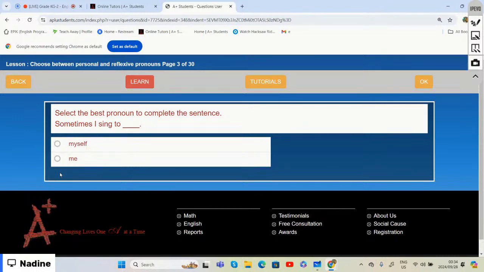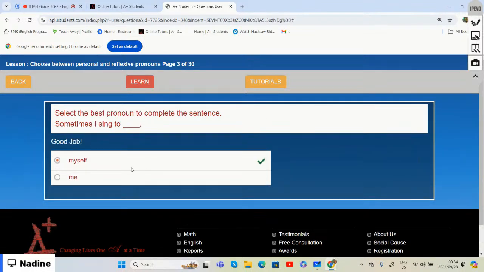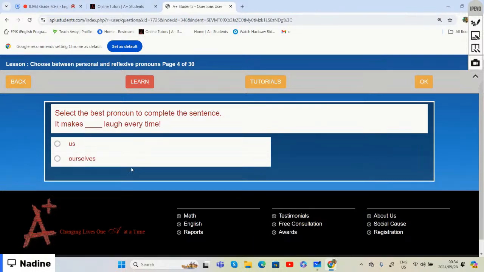All right. So if we were to choose the correct pronoun, then we can say sometimes I sing to myself, not I sing to me. Sing to myself, because remember, we said that myself refers back to I.